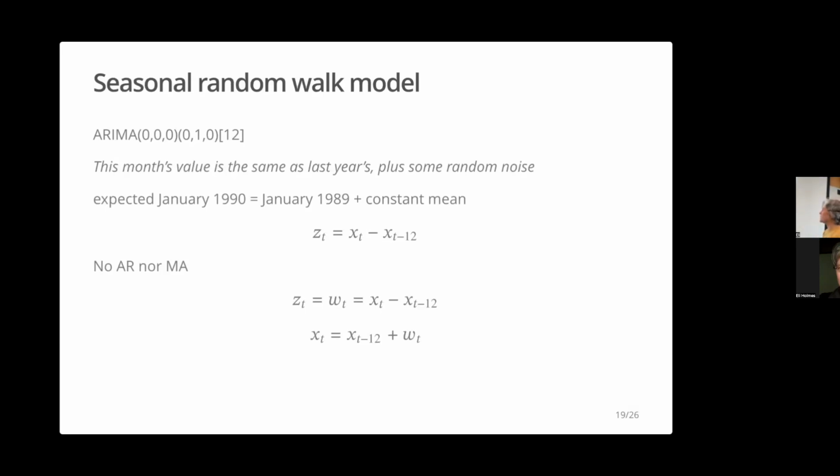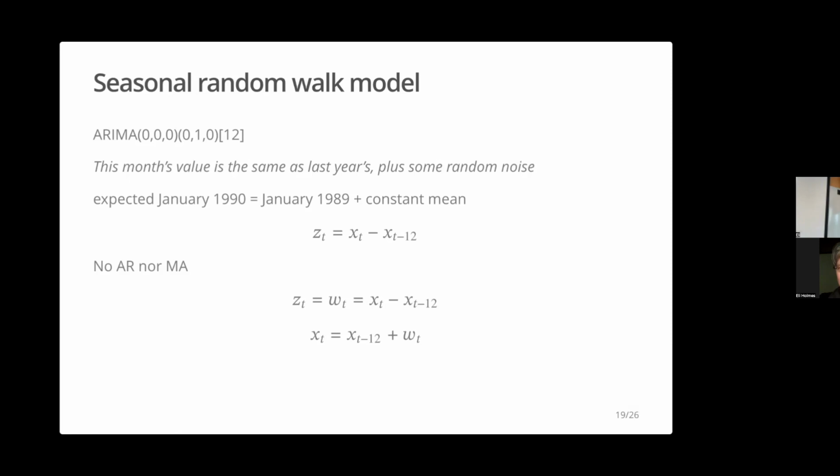What about this one? Okay, we start in the middle. What are we modeling? I only have it here. So we're modeling seasonal differences. We're modeling January this year minus January last year. And everything else is 0. So it's just saying that whatever the value is, the seasonal difference this year is last year plus some random white noise.